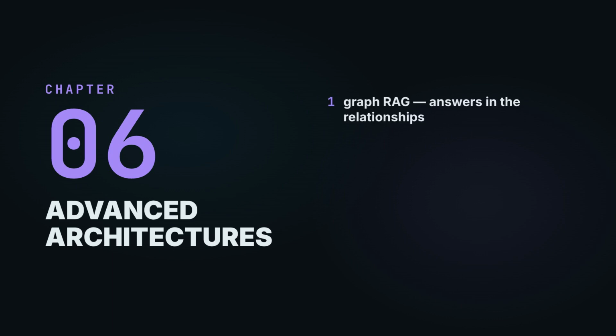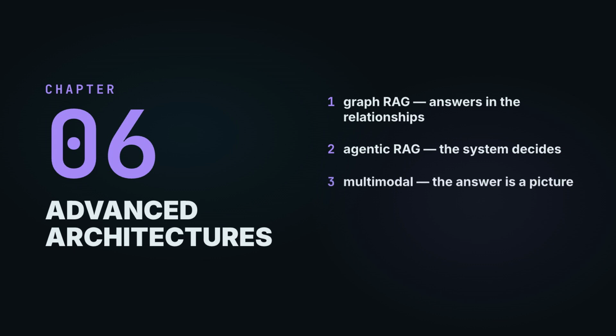1. GraphRAG, for when the answer lives in the connections between facts and not inside any single document. 2. Agentic RAG, where the system decides for itself what to look up and when to stop. 3. Multimodal RAG, for when the answer is a picture, not a paragraph. And 4. Adaptive routing, the piece that quietly keeps all of this affordable.